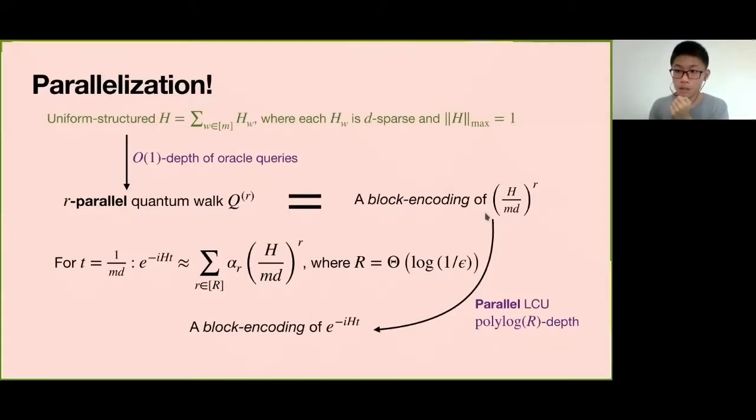And using a modified LCU, that is parallel LCU, one can combine these operators in polylog of R depth to obtain an approximation of e to the negative iH. Now, the point is the parallel quantum walk operator only requires a constant depth of oracle queries. That is where the speedup comes from. Now in total, the depth dependence on epsilon would be poly log log of 1 over epsilon.